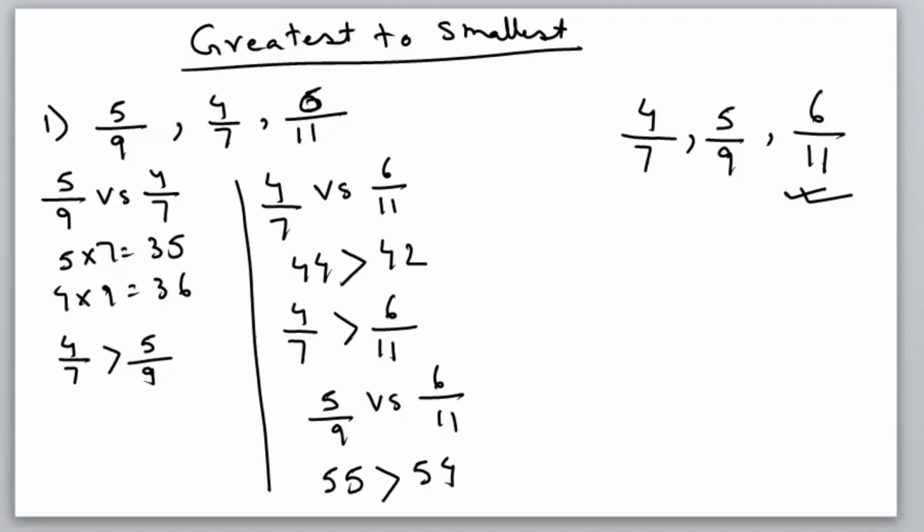Take another question. Question number 2. 2 over 7, 2 over 5, and 2 over 9. Here also we are arranging from greatest to smallest. So here it is 2, 2, 2. It means it has the same numerator and different denominators.